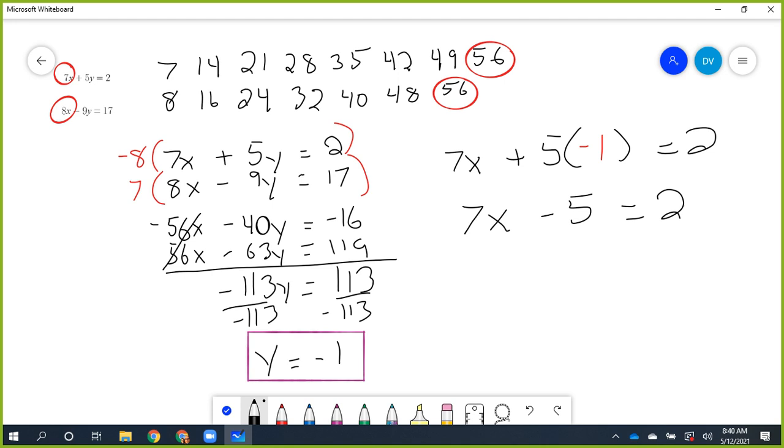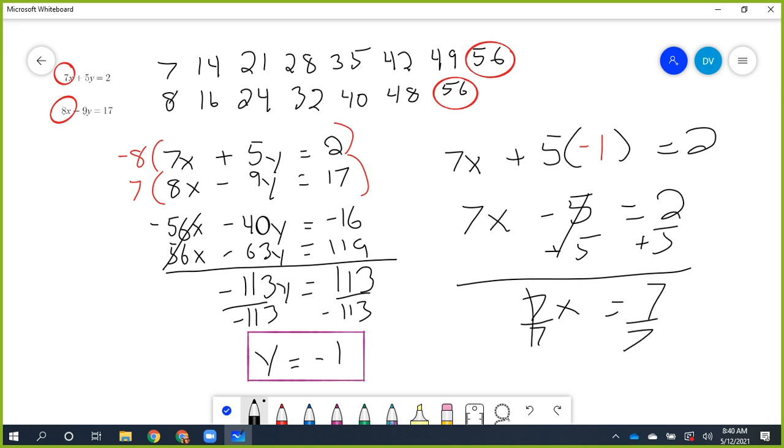Now I have subtracted 5, so what we're going to need to do is add 5 to both sides. If I add 5, I'm going to get 7x is equal to 7. And then if I divide by 7, I'm going to get that x is equal to 1. So remember, we want to put these in order. We want to put the x first. The x is 1, and the y is negative 1. And that's our solution.